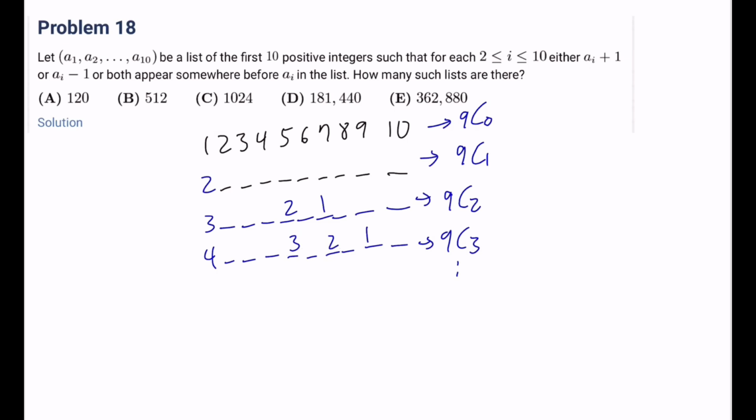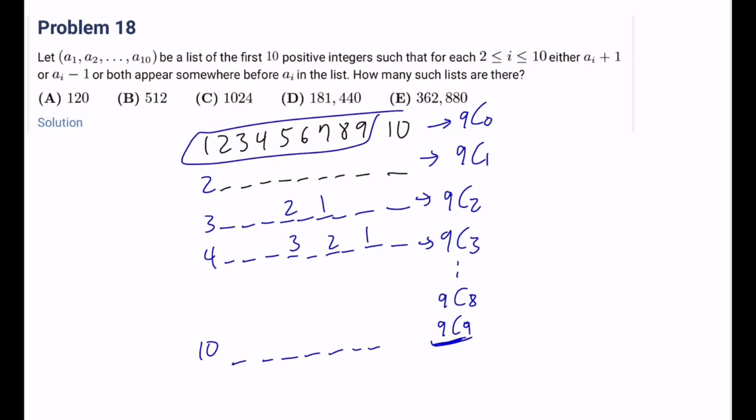And so this is going to keep going on until we reach 9 choose 8, and 9 choose 9. And this will just mean that 10 has come at the front, and we have 9 to 1 that are going in these 9 slots, and they have to be in decreasing order, so they have to be 9, 8, 7, 6, all the way to 1, right? So that's what 9 choose 9 is.